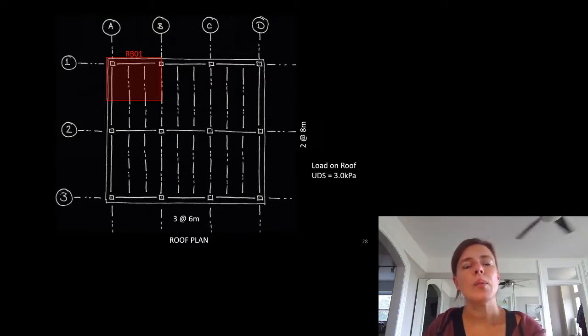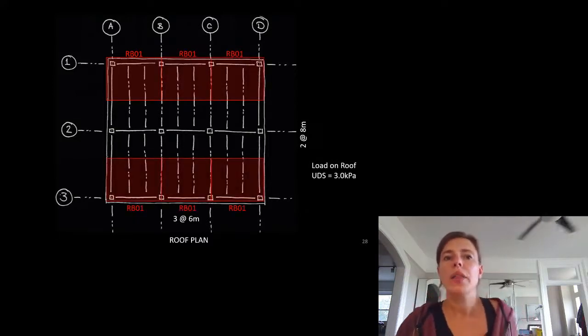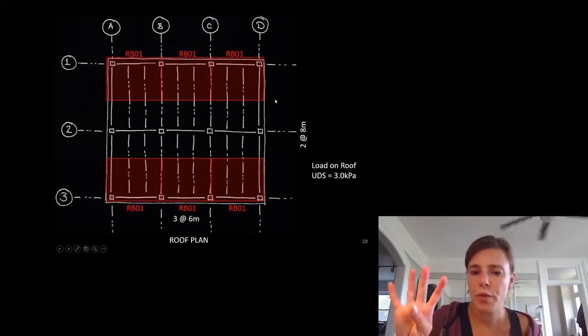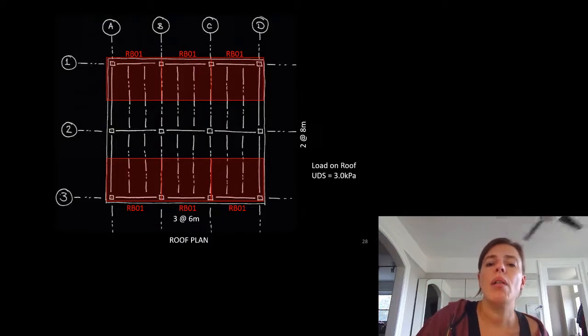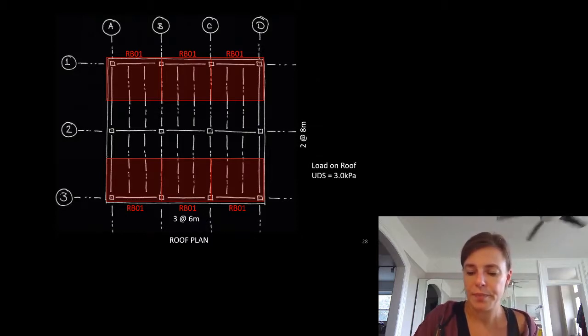Take a second and look at the plan and see if you see any other beams that look like they have the same tributary width and the same length. I'm looking at it and I see 5 other beams. So these 6 beams look like they'd all be the exact same. They all have 4 meters of tributary width, and they're all 6 meters long, meaning they have 24 meters squared of tributary area.